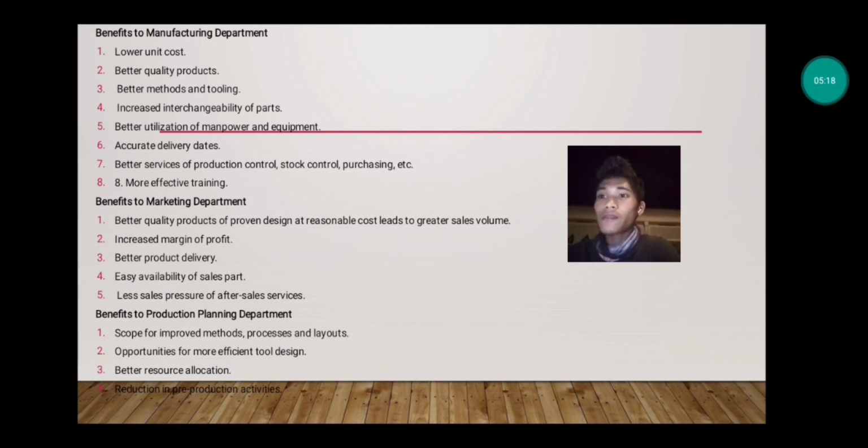Benefits to the marketing department. First is better quality product, proven design, and reasonable cost, leading to greater sales and volume. With better quality, the company's product is more comfortable to use, and the cost is small. The design is proven and tested, so customers approve of it and like it, the salespeople can sell more, and the profit margin and income increase.